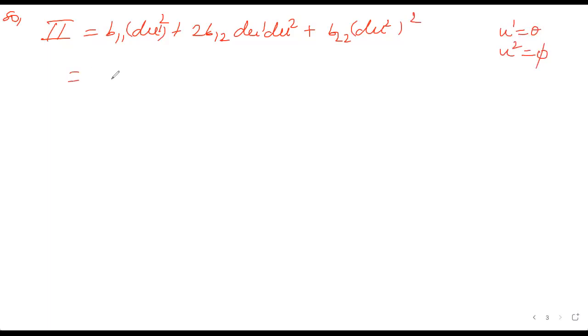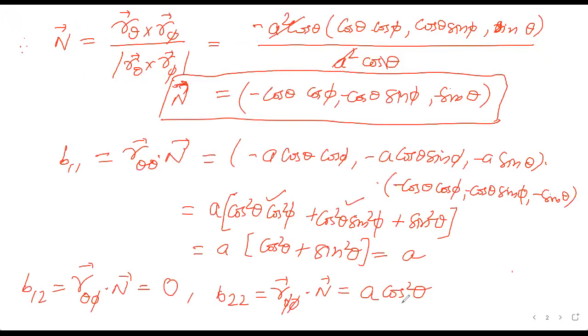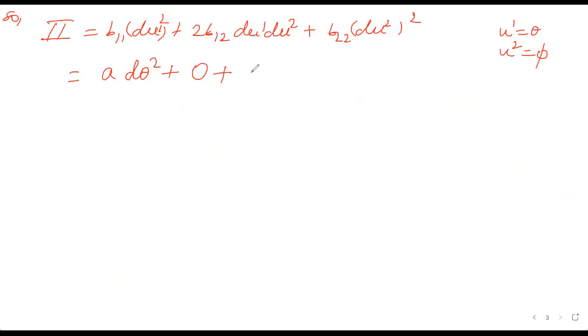So b11 is how much? It was a, so a d theta square, b12 was 0 and b22 was a cos square theta, so plus a cos square theta d phi square. Okay, and which you can write as a times d theta square plus cos square theta d phi square.